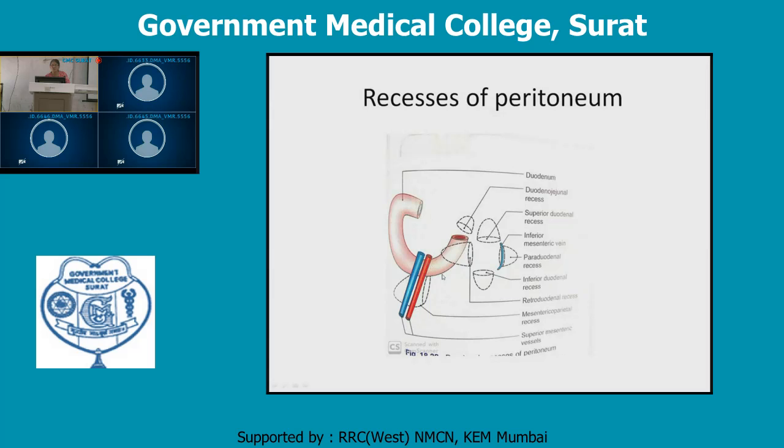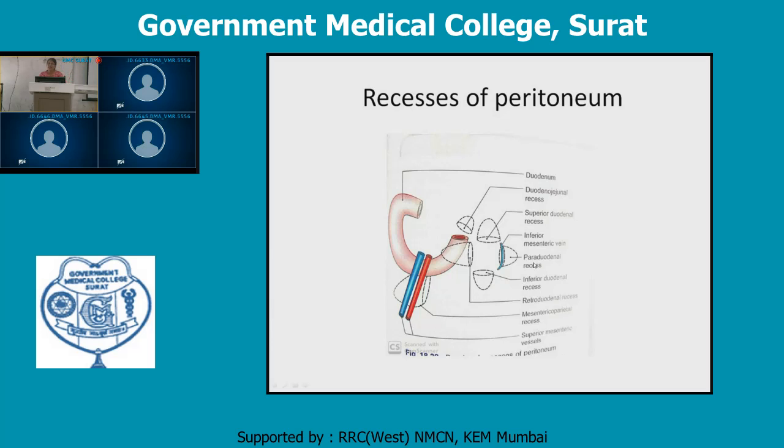So if there is any herniation, they are not present in all individuals, but in some percentage of individuals they are present. And in this paraduodenal recess, if a surgical approach is done for herniation, then care should be taken that the inferior mesenteric vein is lying in this recess. So it is an important anatomical point to remember.